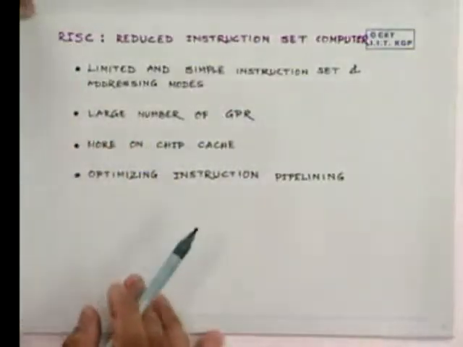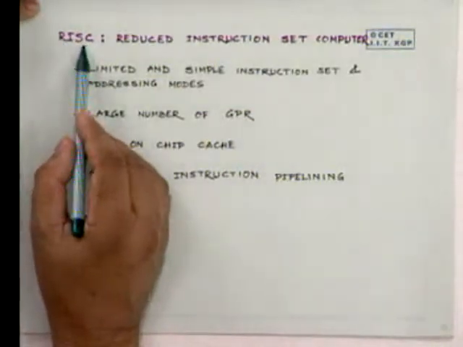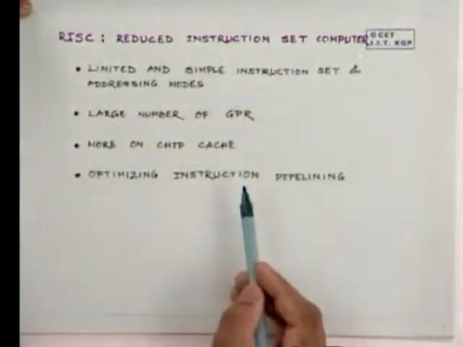But from the 80s, a different line of thinking started, and it says not to complicate the instruction set too much. Better you use a very simple instruction set and simple addressing modes, and let us analyze what advantage we can get out of it. This line of thought is called RISC, or reduced instruction set computer.